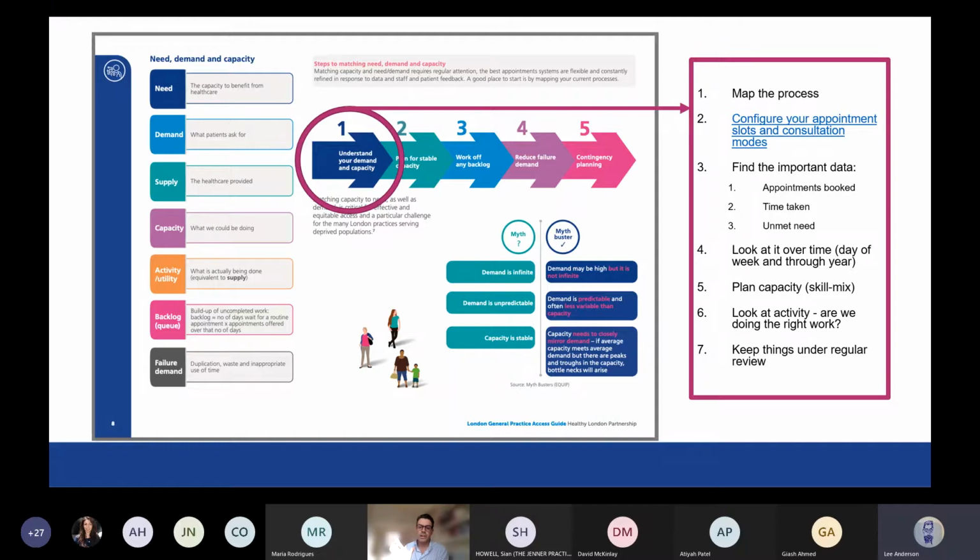And then finally, number 7 is just keeping things under regular review. That's the most important thing. You can't just do this once and expect it to be right forever. It does require constant review and refining, because there's no system of access that's absolutely perfect. So we're constantly having to tweak and adapt things based on our team skill mix and also the needs of the patients who are trying to access our services.